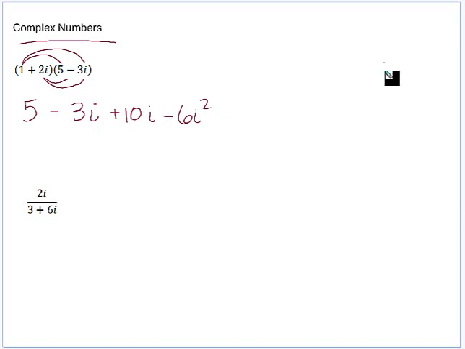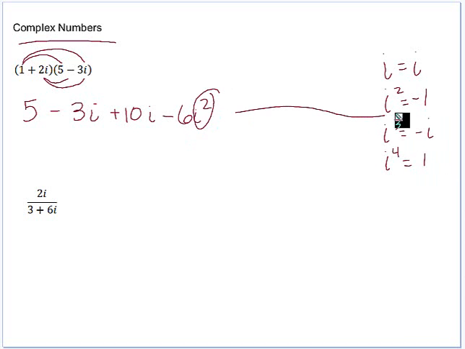Recall for complex numbers that i equals the square root of -1, i squared equals -1, i to the third is -i, and i to the fourth is 1. So this i squared here is really a -1. So this is really minus 6 times -1, which becomes a plus 6. So we have 5 plus 6, which is 11.